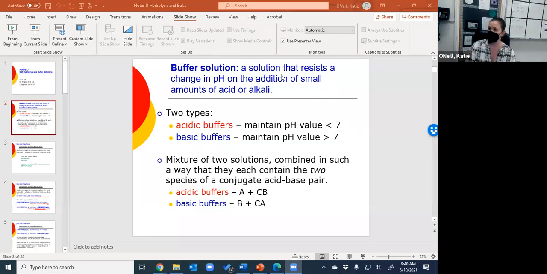All right, so buffers resist change in pH. Acidic buffers maintain acidic pH values, and they're made of acid and conjugate base. And then basic buffers maintain pHs that are in the basic range, and they're made of bases and conjugate acids.